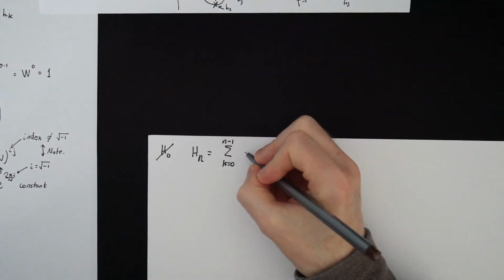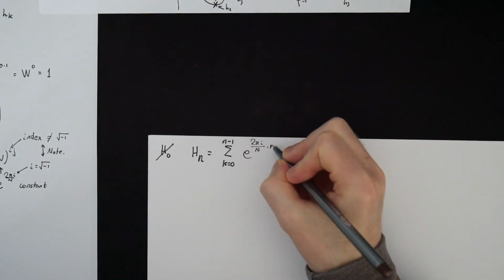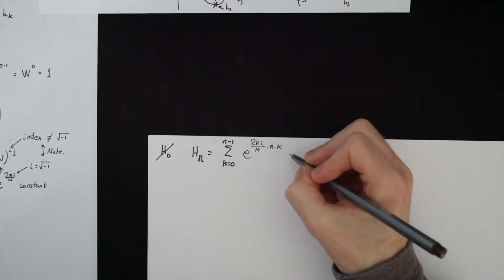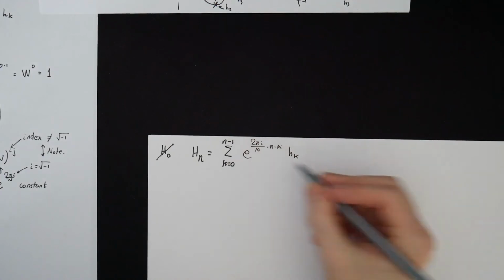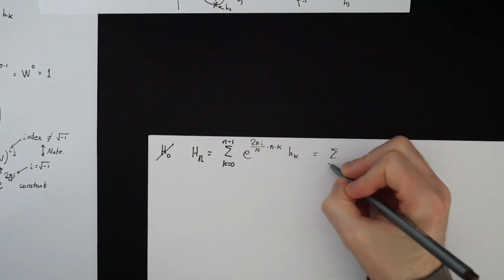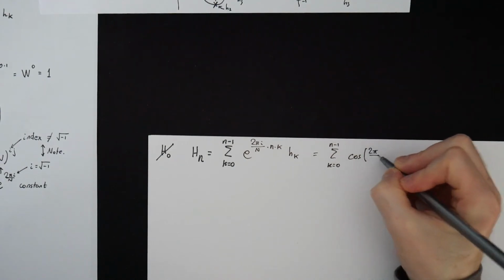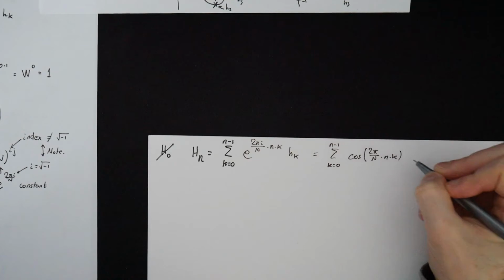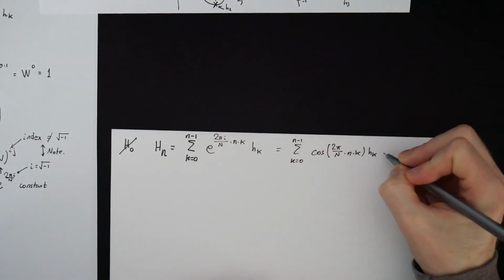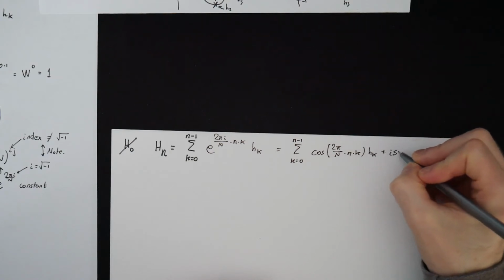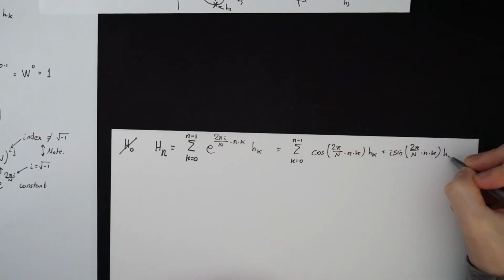Where was I? e to the 2 pi i over n dot k, h of k. And we're interested in, let's expand this. Cosine 2 pi over n dot k. This doesn't make the math any easier, by the way. It's just to demonstrate the point that I want to make. Plus i sine 2 pi over n dot k, h of k.